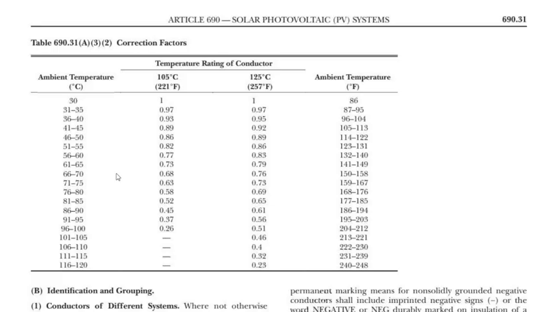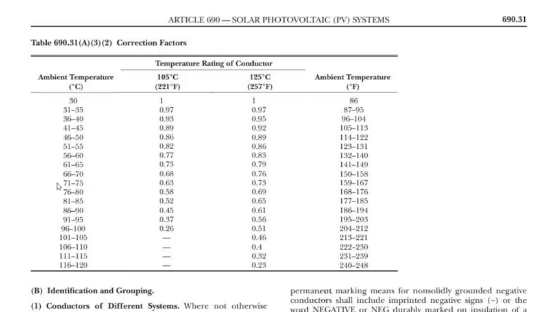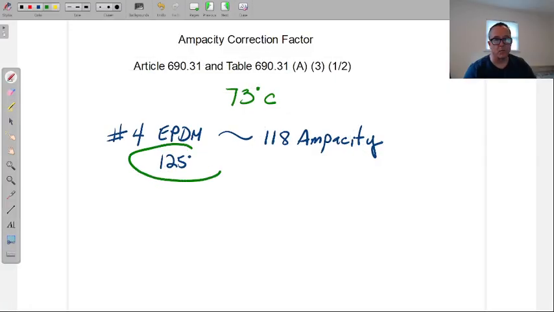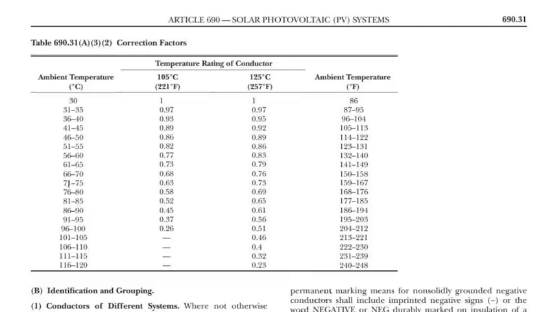Let's find the 73 degrees Celsius, right? It sits over here on the Celsius side between 71 and 75. Instinctively, you are going to pick 0.63 because it's right next to it. But we have a problem with 0.63, and that is that the wire that we're looking at sits in the 125 degree column. So the correction factor is not 0.63, it is 0.73 because it sits in the 125 degree column.